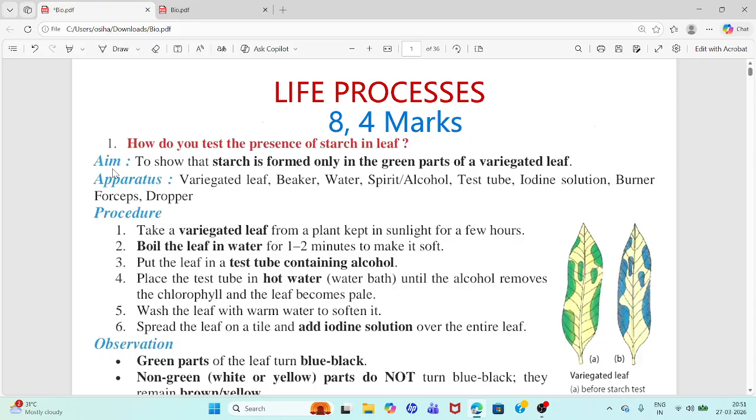Okay, let's start. Aim. I'm not going to highlight with any color because here you can already see the bold letters, so these are the highlighted words. Aim: to show that starch is formed only in the green parts of a variegated leaf. Apparatus: variegated leaf, beaker, water, spirit or alcohol, test tube, iodine solution, burner, forceps, dropper.